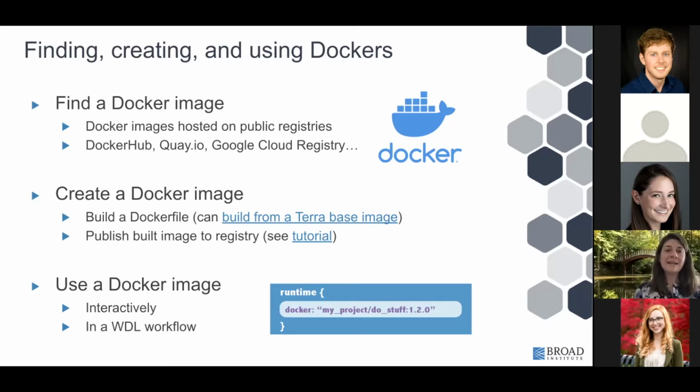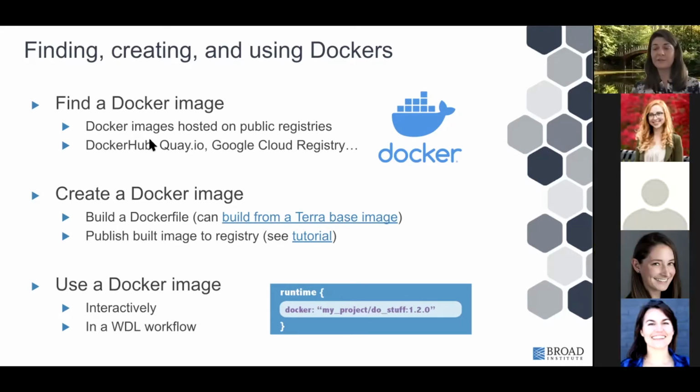And you can find these Docker images on different public registries. If you have a software need, it's likely, if you're using a common bioinformatic tool, that someone else has posted a Docker image with the software that you need. So we do recommend searching and finding Docker images that may have the software that you require. And some common public registries include Docker Hub, Quay.io, and the Google Cloud Registry.